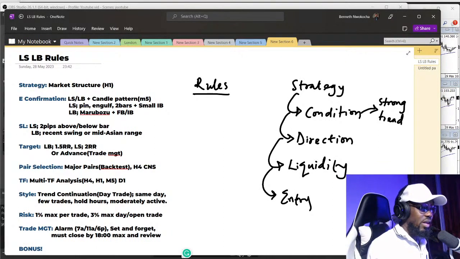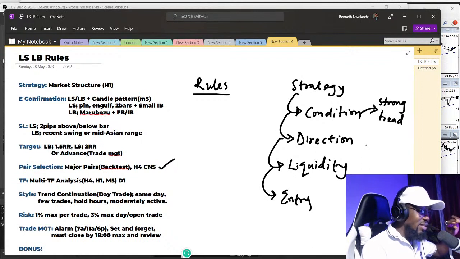And then you have to know what direction, of course. That's where market structure comes into play. I'm going to teach you how I find my strong trend that is less likely to reverse. When I get to pair selection, I'm going to talk about that. I'll talk about how you can find the right market to be on.